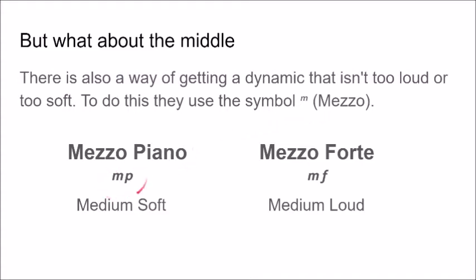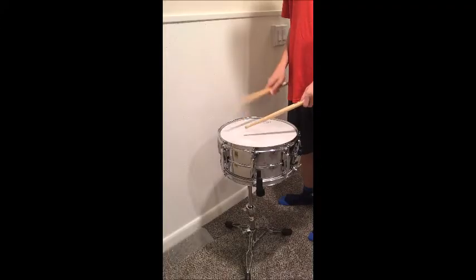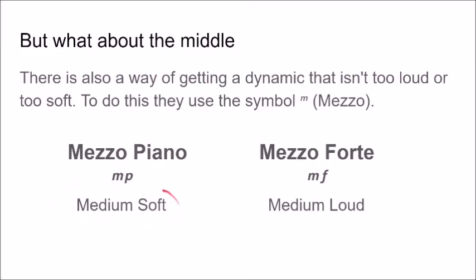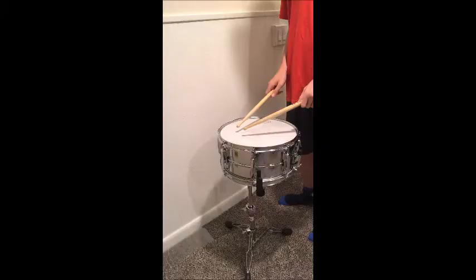So, if we see an MP, that means mezzo piano, which means medium soft. So not quite as soft as a piano, but not quite as loud as a forte. And if we see an MF, then that means mezzo forte, which means medium loud, so not quite as soft as a piano, and not quite as loud as a forte.